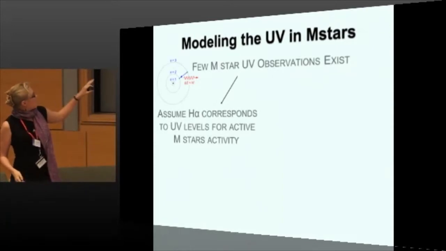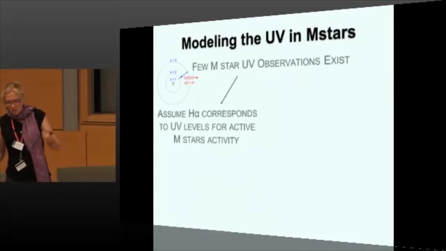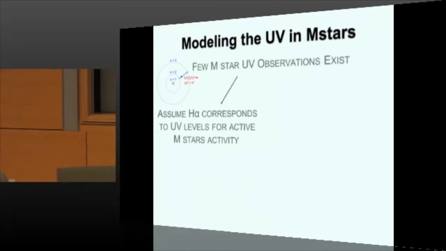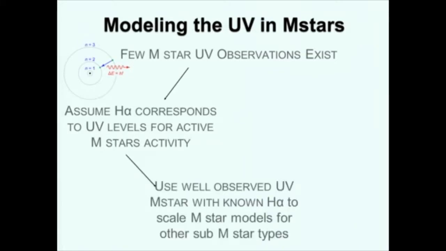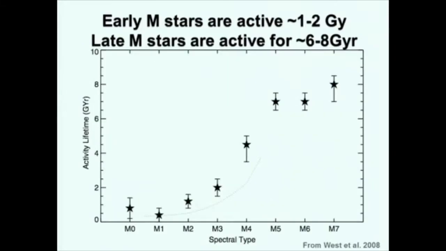So I took basically this assumption that H alpha, which is the transition from the n equals 3 to the n equals 2 state here, I assume that that corresponds with UV levels for the active M stars. And then we use well-observed UV M stars to scale accordingly, because H alpha is really well measured for thousands and thousands of M stars. So that's basically the idea. And then we're going to compare these with UV observations.